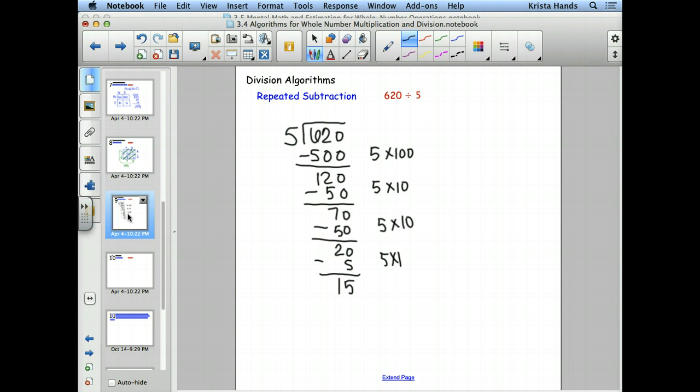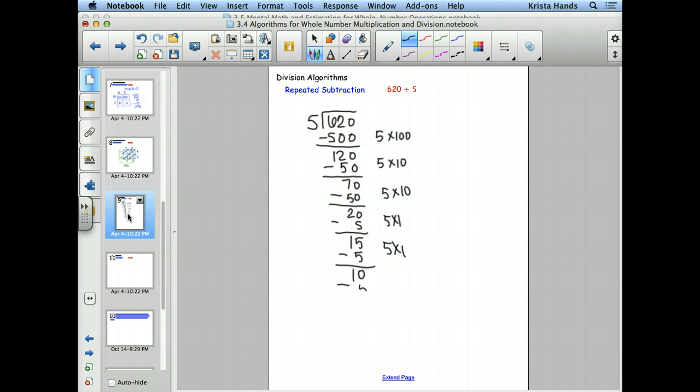Okay, can I subtract another 5? Yes. And I get, can I subtract another 5? Yes. And I get, can I subtract another 5? Yes, and I get 0. And if we had gotten a remainder down here that said like 2, so that we could not subtract another 5, we're just going to have a remainder of 2. That's okay.